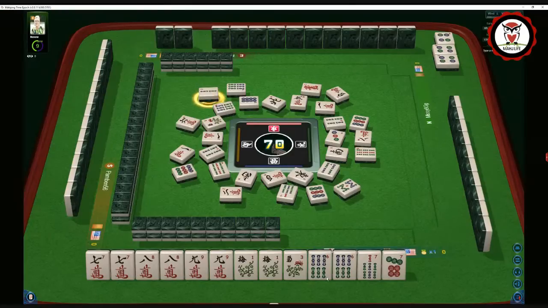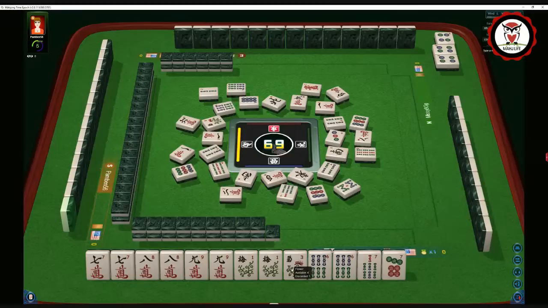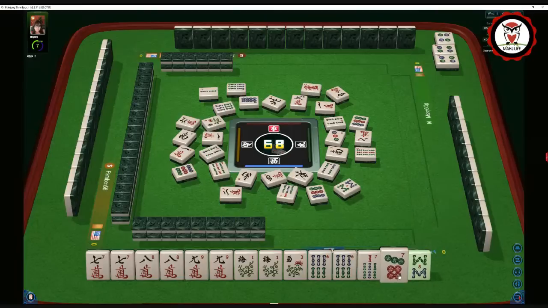2 bamboos. Let's see how many 7 bam. 1 7 bam is out. We have one right there. In order to leverage the flowers, we would need the 8 dots. South wind. Let's just see. We keep getting that 8 bam. Let's let it go though.